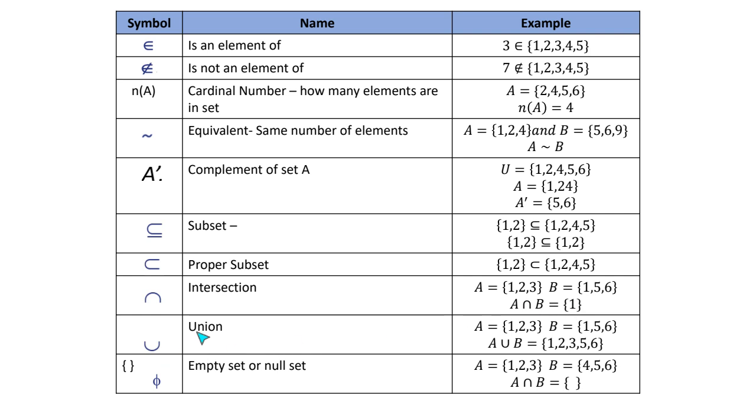Then we have the symbol for union. The union means that we're taking everything in set A and everything in set B. So the union for this would be 1, 2, 3, 5, 6.